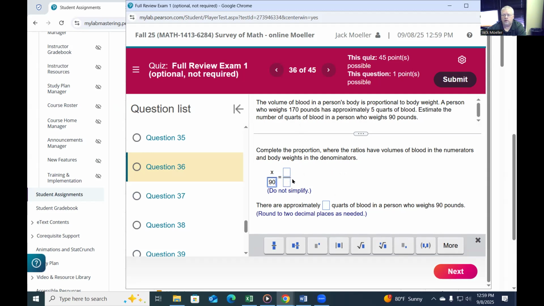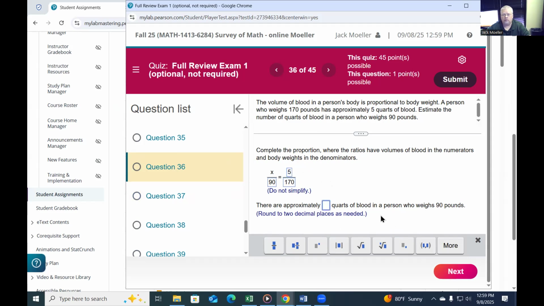And so then how do you set up your other fraction? Well, body weight's in the denominator, so that 170 pounds has to go in the bottom, and then 5 quarts with that 170 pounds. Okay. So on the word problem, proportion word problem, if they make you set it up, pay extra attention to what they say goes on top and what goes in bottom. All right. And again, don't solve it, just plug in the numbers.